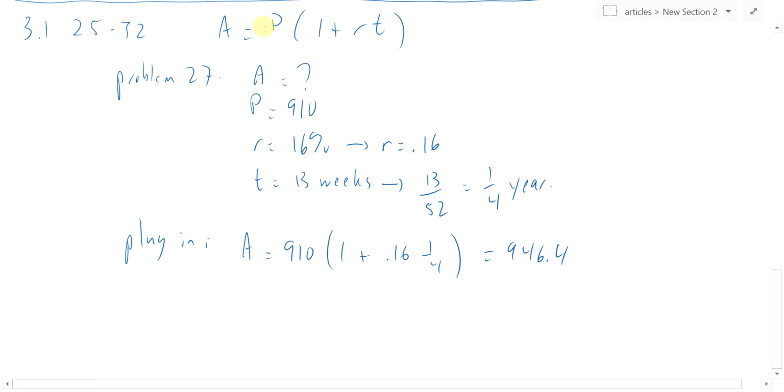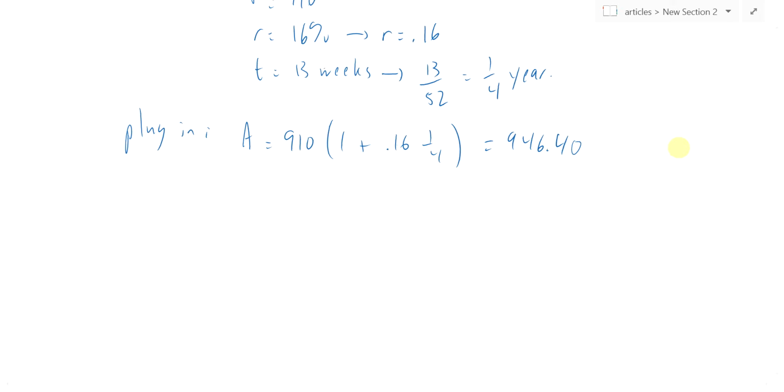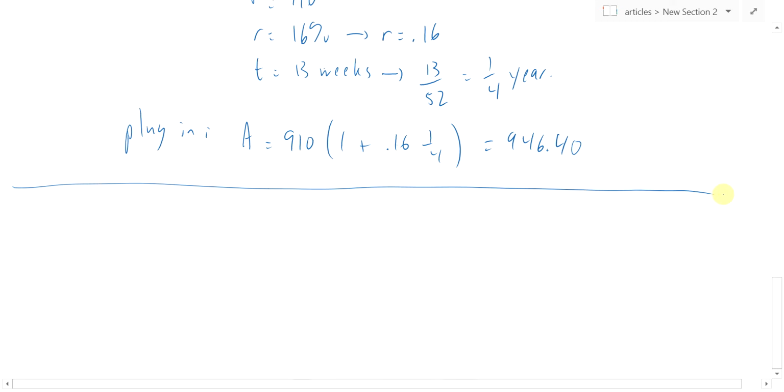So A equals P times 1 plus RT. In problem 27, they give us P, R, and T. So a quarter of a year, 0.16, 910, and then they calculate what A is, and that's 910 times 1 plus 0.16 times 1/4, which is $946.40. So what's going on in this problem? Someone borrowed $910 at 16% interest for 13 weeks. How much did they have to pay back? Well, the principal plus the interest comes to $946.40.